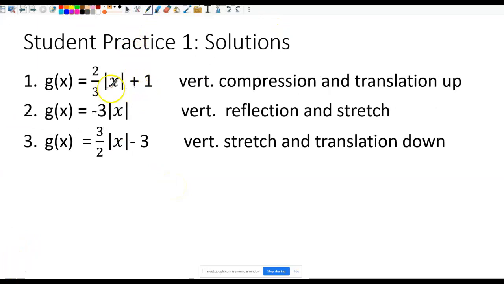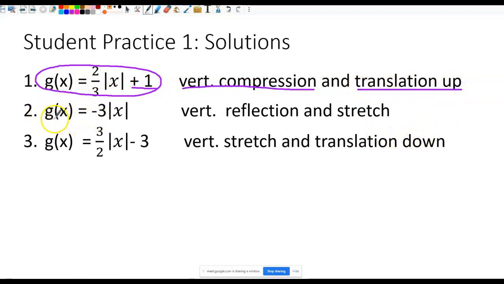Okay, so for number 1, this is what your equation would look like. You just replace the f of x with the absolute value of x, and you've got your equation. So that's g of x now. And since we're multiplying by a number less than 1, that's a vertical compression. And since we're adding a number, that's a vertical translation up.